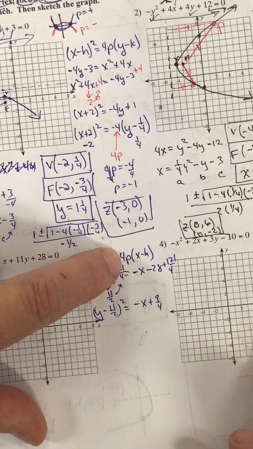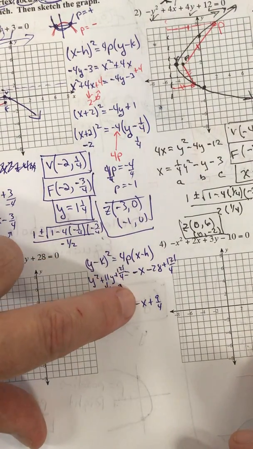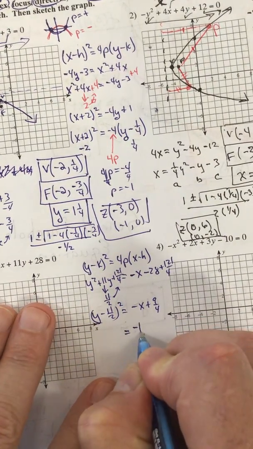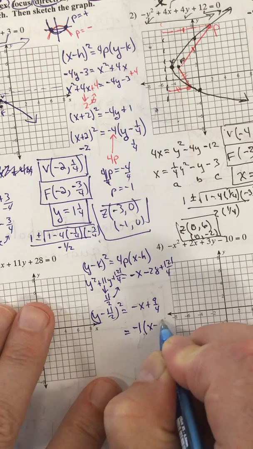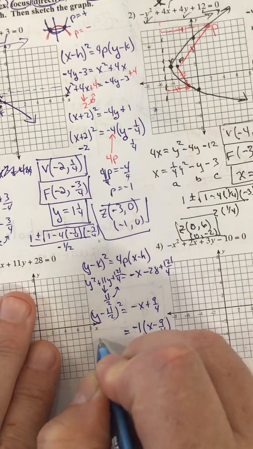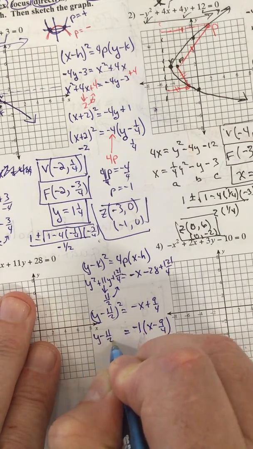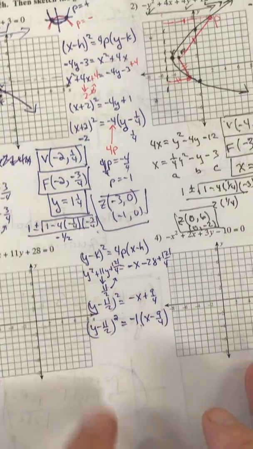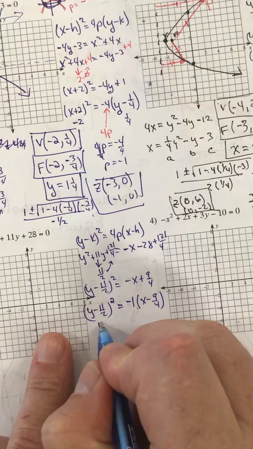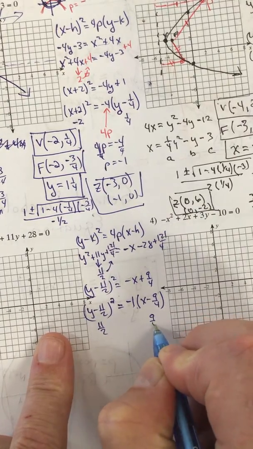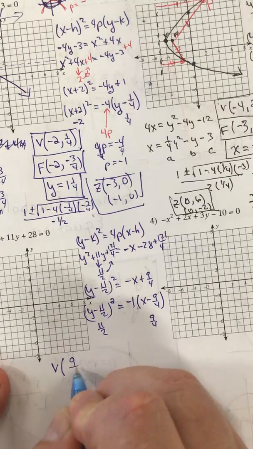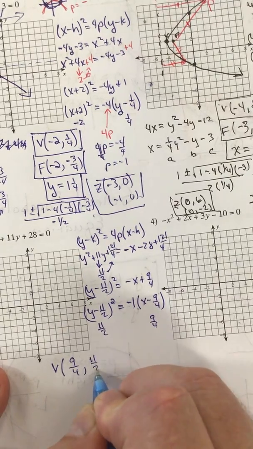Okay, to get this 4p spot, we need the x to be by itself, and it has this -1 on it. So I'm going to factor that -1 out. So factoring out the -1 leaves x minus 9 fourths. Okay, there's our vertex. 11 halves and 9 fourths. That's the answer to the vertex. The x is 9 fourths, the y is 11 halves.